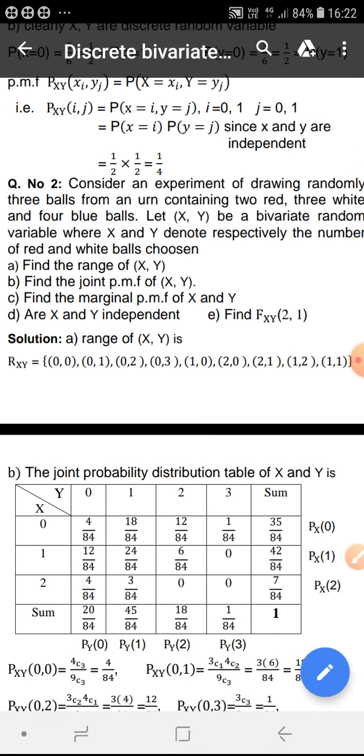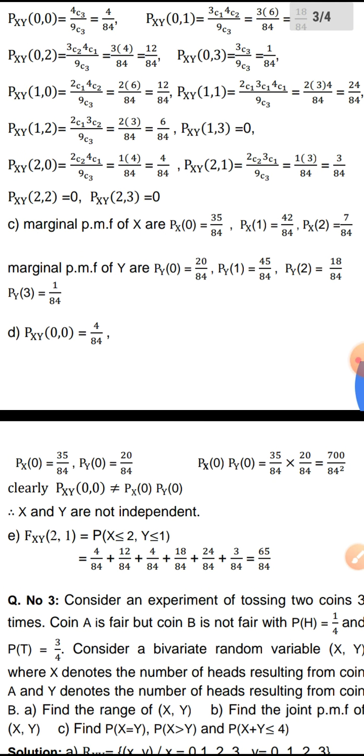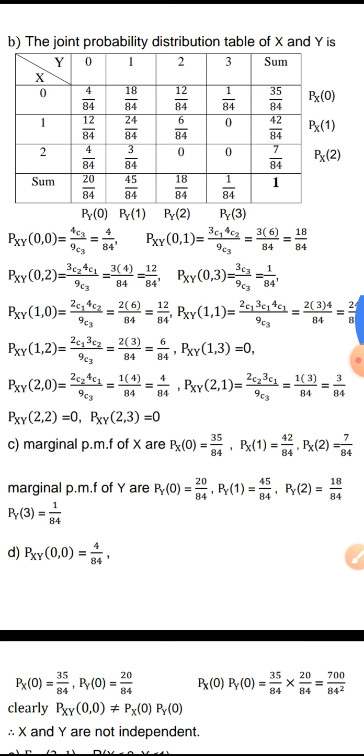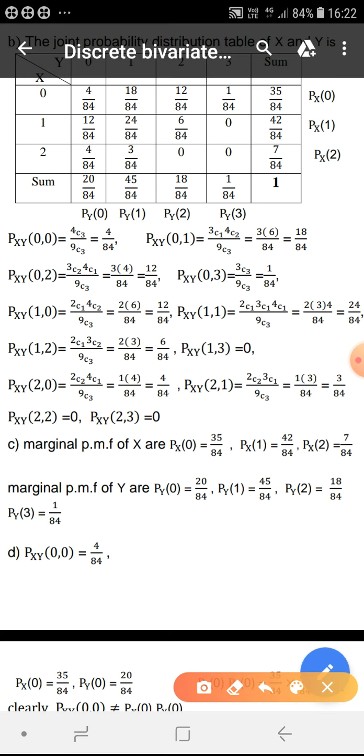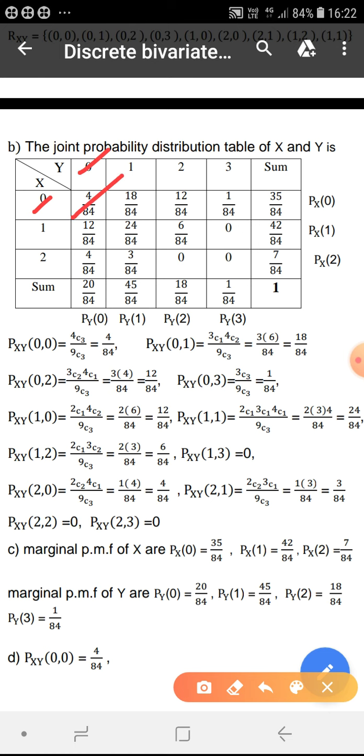So we have calculated B and C. Are X and Y independent? From the table itself we can make out whether X and Y are independent. In the table, if we see for X equal to 0 and Y equal to 0, the probability mass function Pxy of 0, 0 is 4 by 84.